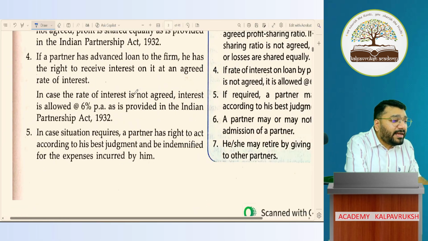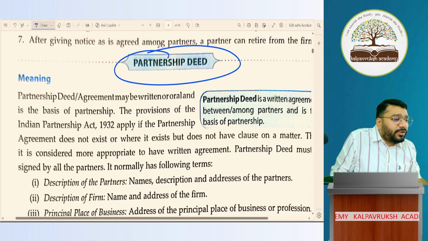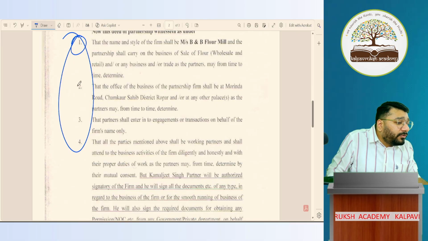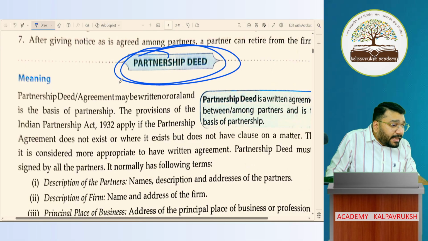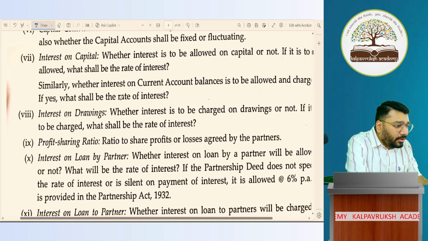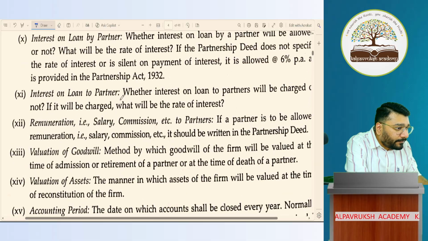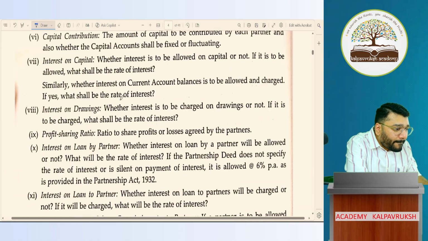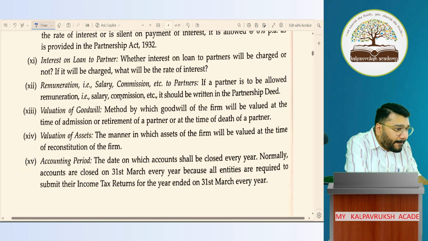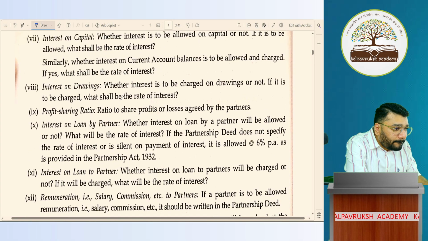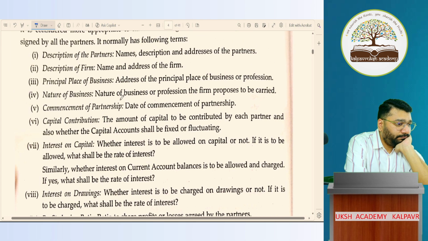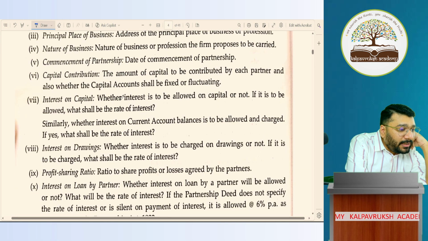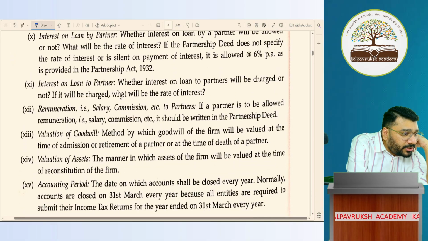Now, why are we discussing this? Because very soon I'll be discussing with you the contents of the partnership deed. When you create this agreement, what all points you have to mention in this agreement, we will discuss. In that, you are supposed to mention the following: description, principal, nature of business, commencement, capital, interest on capital, interest on drawing, profit sharing, interest, loan, remuneration, valuation, goodwill.